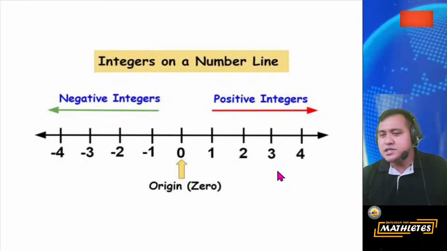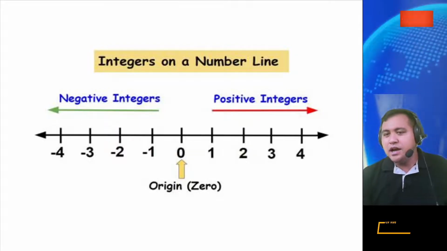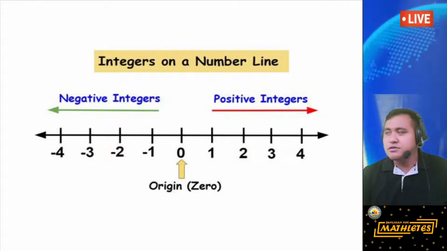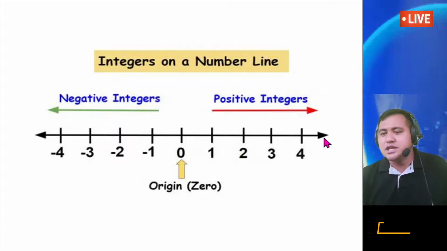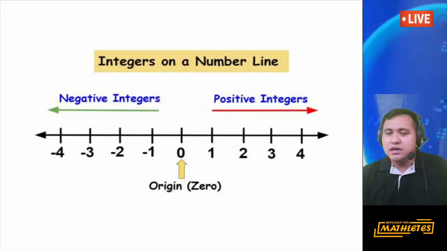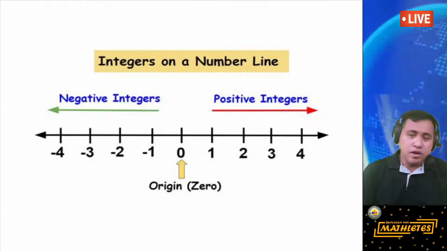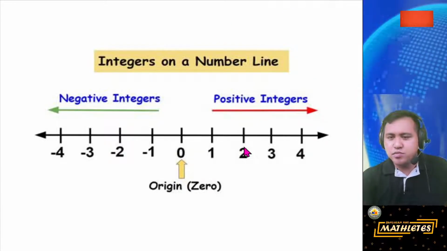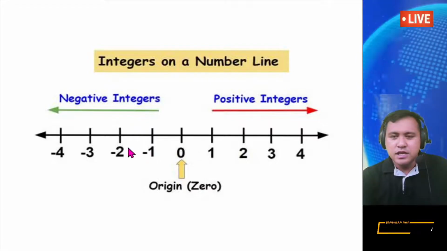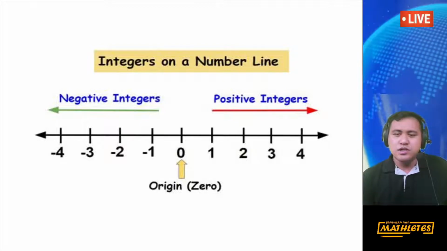Pwede siya ma-extend to 5, 6, moabot pa og pila ka milyon or billion or trillion. Pwede pa siya ma-extend because of its arrowhead. The number line can be extended because of its arrowhead, so it is not limited to a particular number. So positive integers, all the numbers that are greater than 0, pwede ma-extend padulong sa tuo, same as pwede siya ma-extend sa wala.